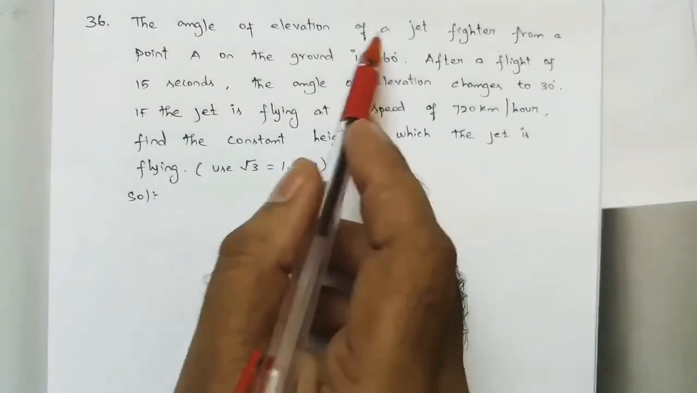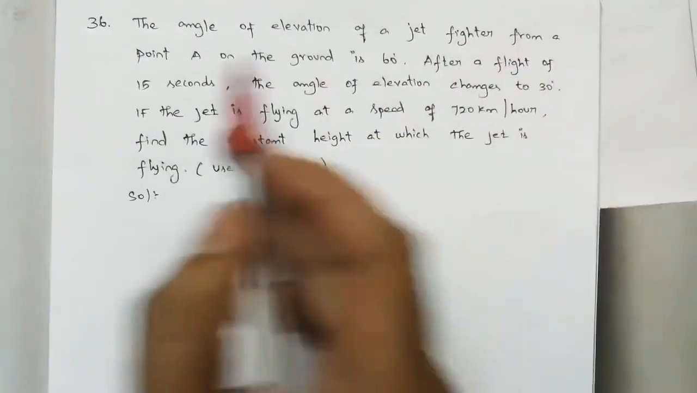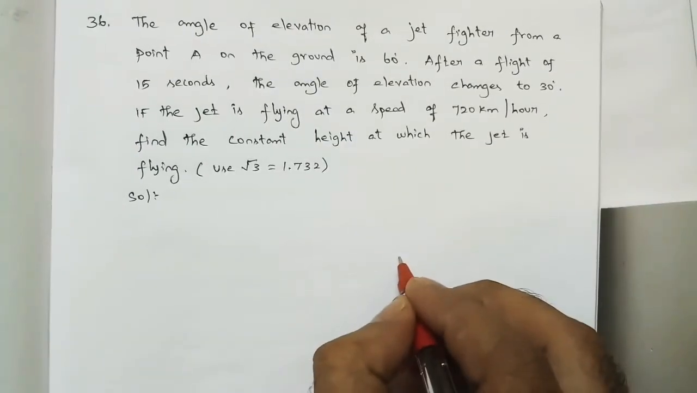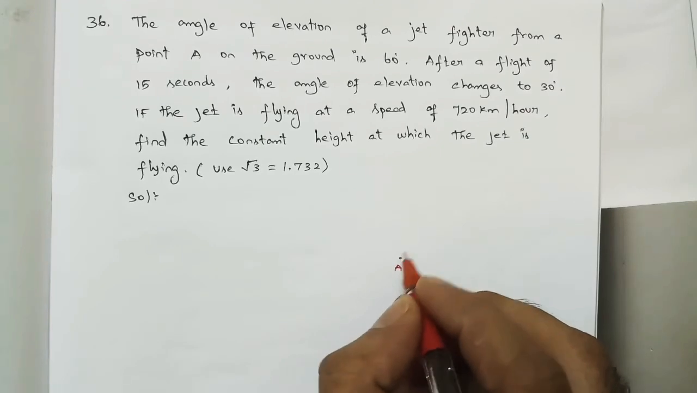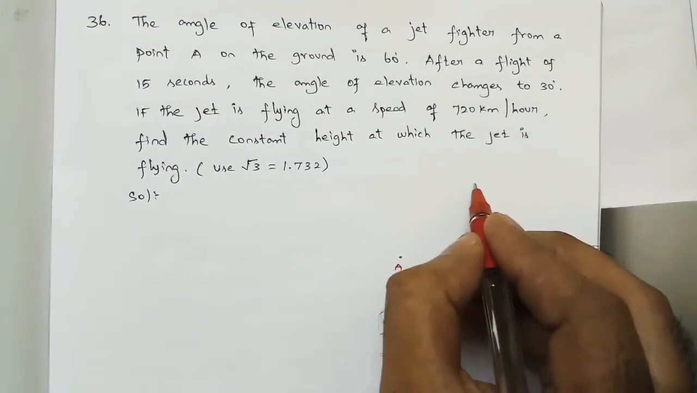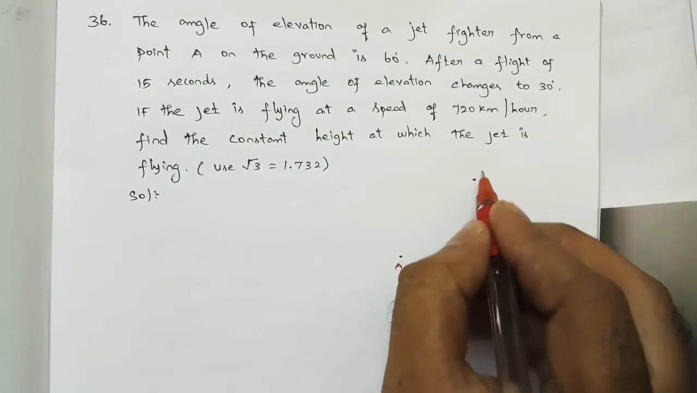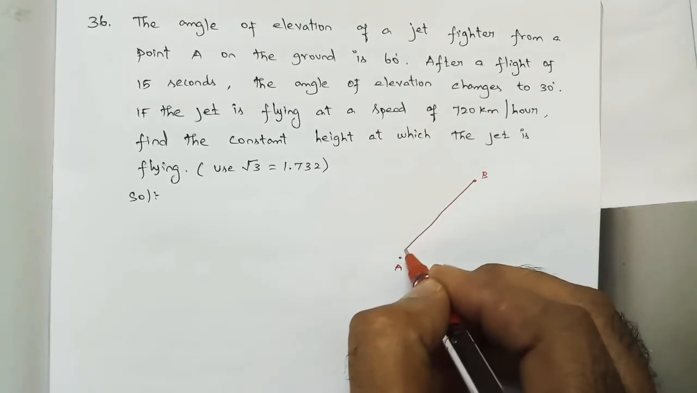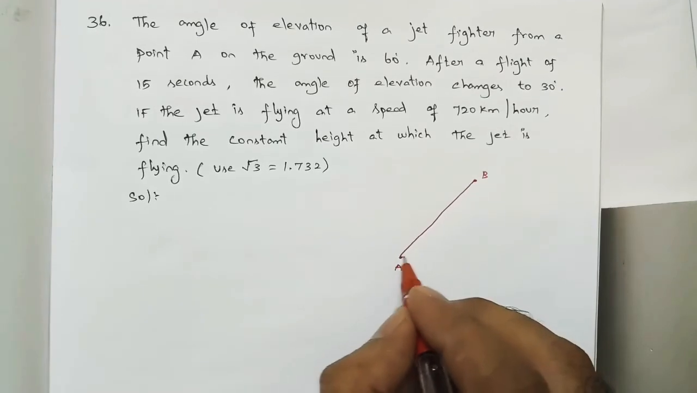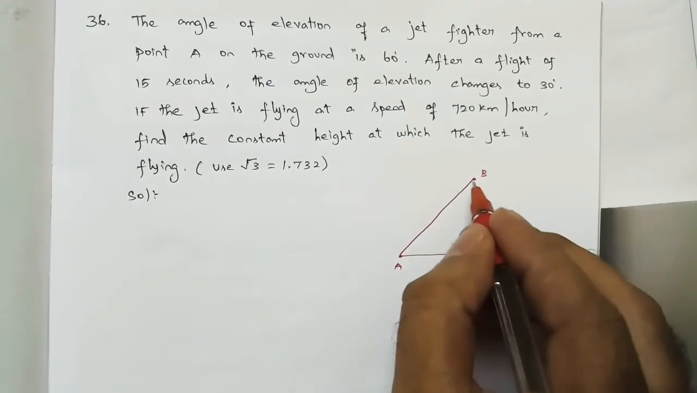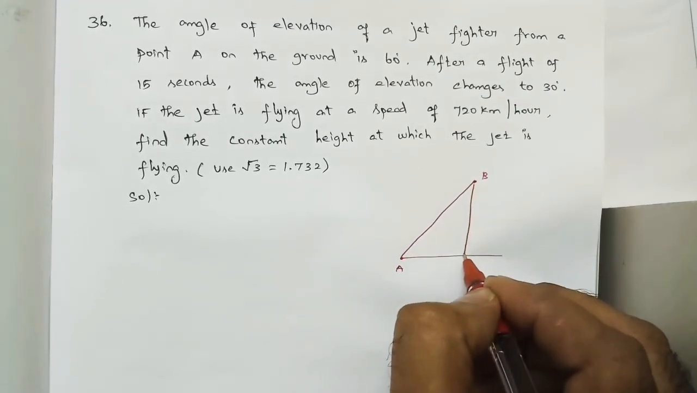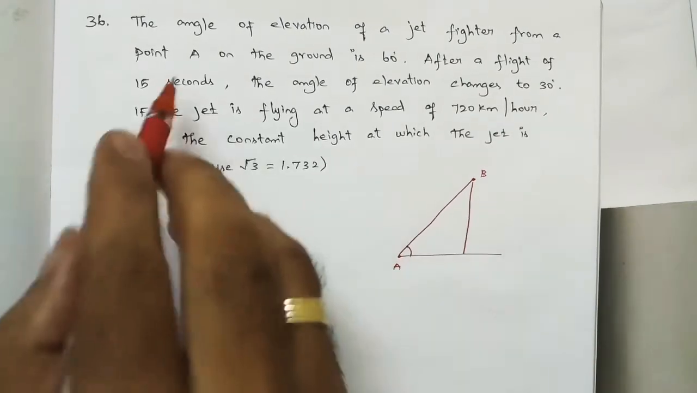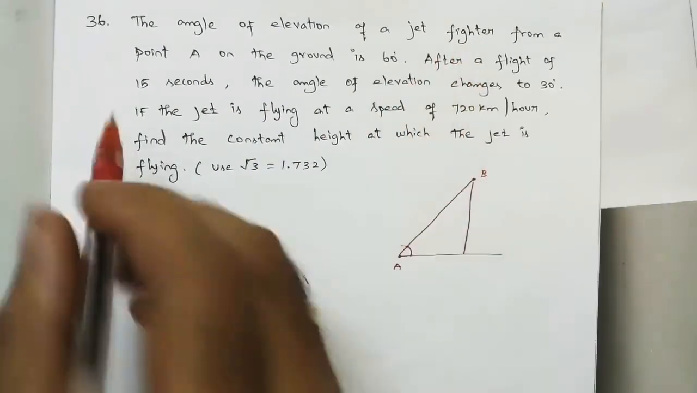The angle of elevation of a jet fighter from a point A on the ground is 60 degree. I'm marking this: the point B is the jet fighter. This is the line of sight, and this is the horizontal line. The angle of elevation of the jet fighter is 60 degree.